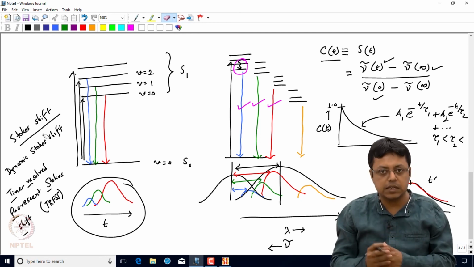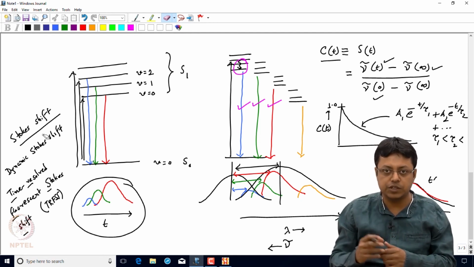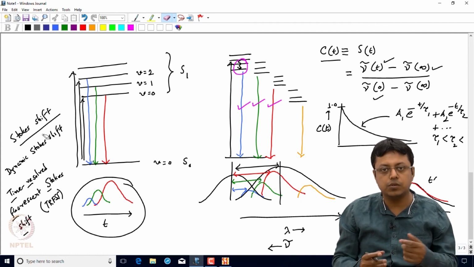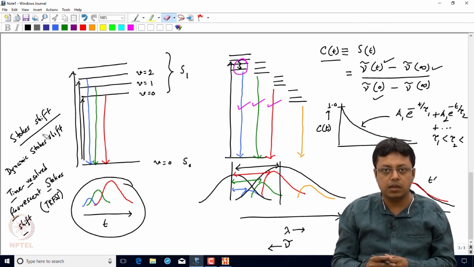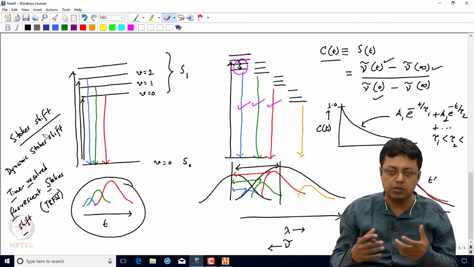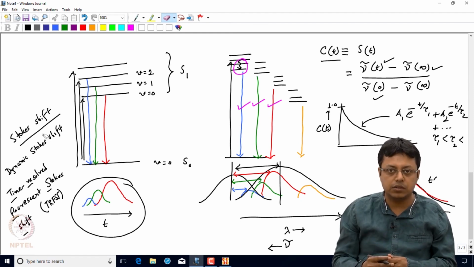So we'll conclude our discussion on polar solvation dynamics here, and now we'll switch to the second topic, which is electron transfer reactions, and there also we'll see how the solvent dynamically influences the rates of electron transfer, as explained by Rudy Marcus.